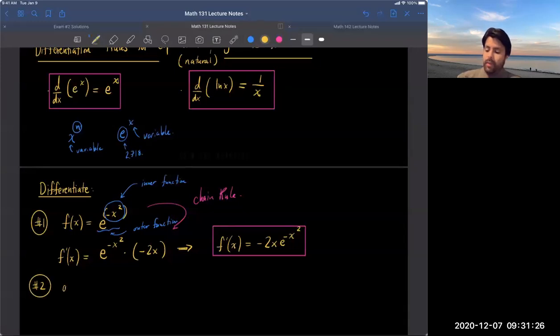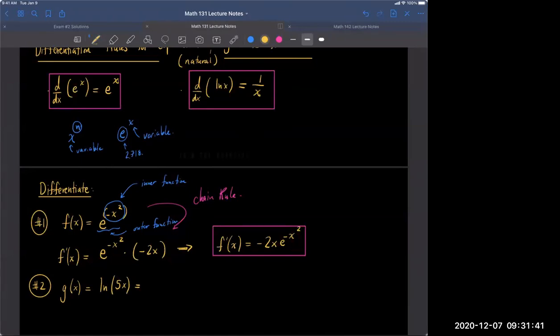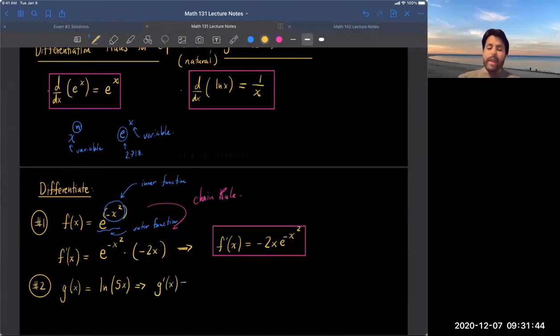And just quickly, what if we have g of x equals ln of 5x, for example? Well, the derivative of ln of x is 1 over x. So g prime of x, the derivative of ln of 5x, will be 1 over 5x. 1 over whatever's inside. That's another way to think about it. The derivative of ln of whatever that thing is equals 1 over that thing. In this case, that thing is 5x.